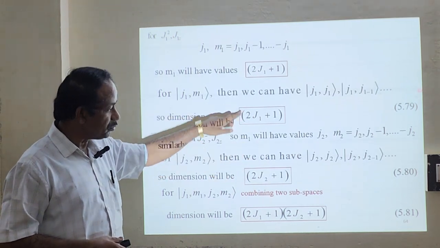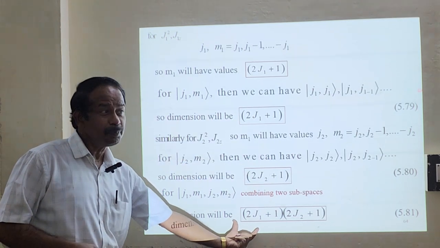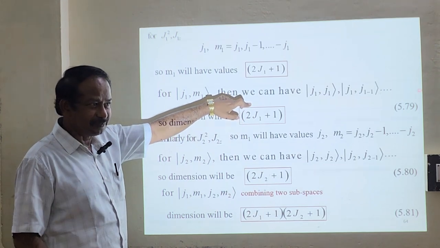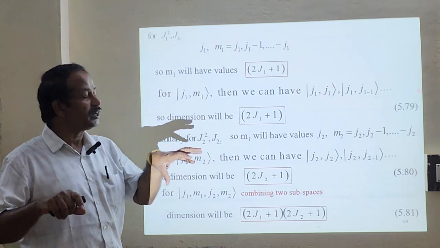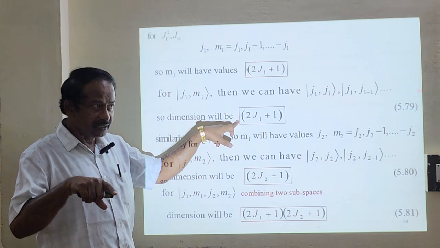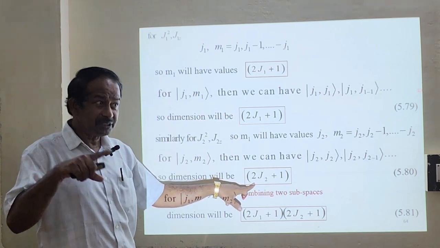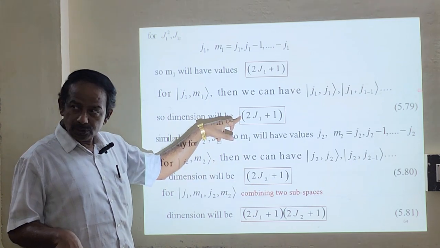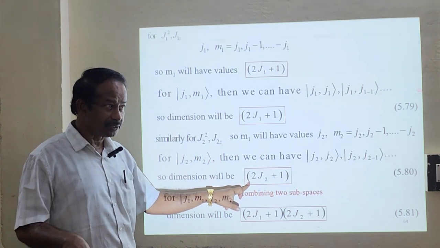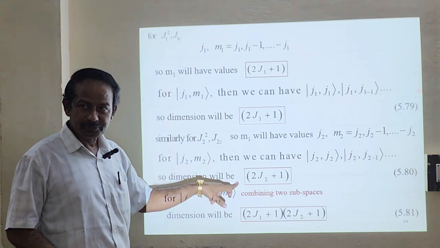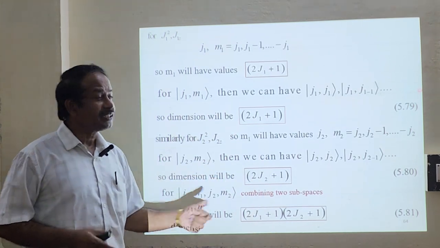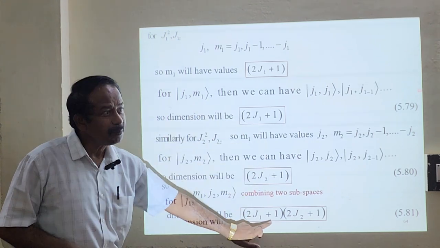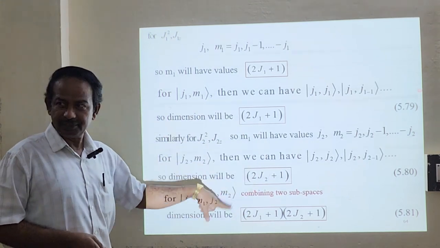Now you are going to take the product of these two to get the coupled one. This is for the uncoupled, individual, non-interacting case. This is for the first electron and this is for the second electron: the dimension for the first electron, and the dimension for the second electron, for the angular momentum. This is 2J1 plus 1, this will be 2J2 plus 1. You just multiply these two, and that will give the dimension for the coupled one. So this is the uncoupled one, this is the coupled one. Is it okay? That is the difference between these two.